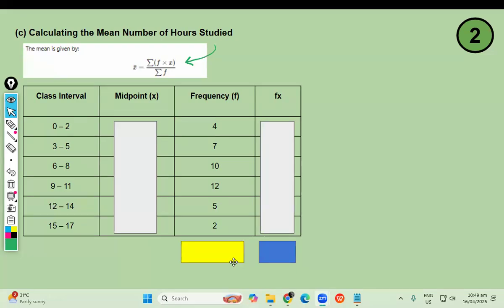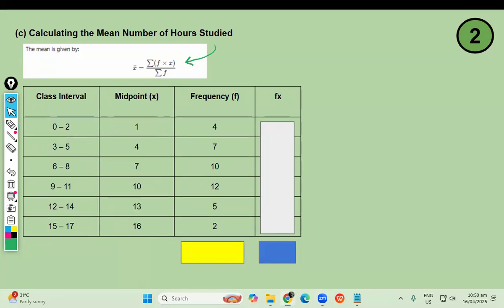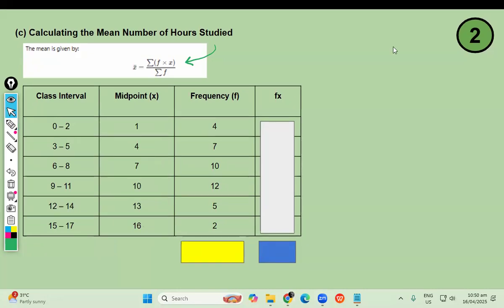Midpoints. How do you find the midpoints? You add the two values and you divide by 2. 0 plus 2, and you divide by 2. Then you say 3 plus 5 and you divide by 2. How many people got those values for the midpoints? Whenever they give you a range, the first thing you have to do when you're trying to find the mean is find the midpoint.